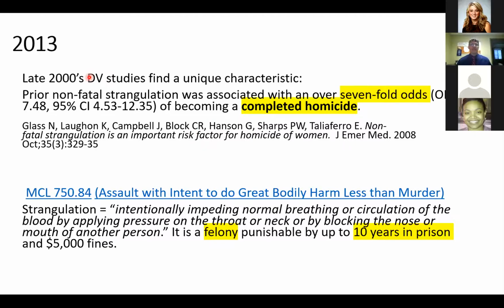And through all the domestic violence studies, one unique characteristic rose to the surface. They found that patients in domestic violence situations that were strangled, either manual strangulation, hands around the neck, or ligature strangulation, had 7 times increased mortality over patients who were in domestic violence relationships that didn't involve strangulation.